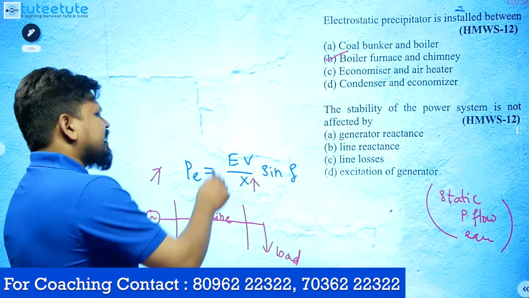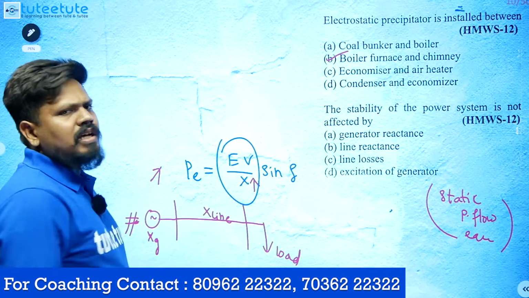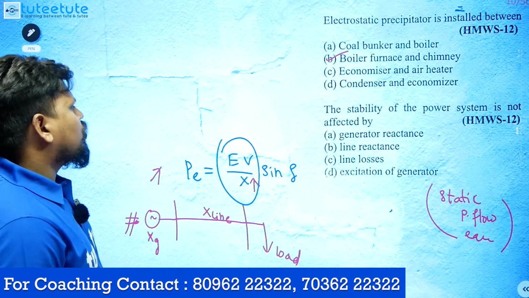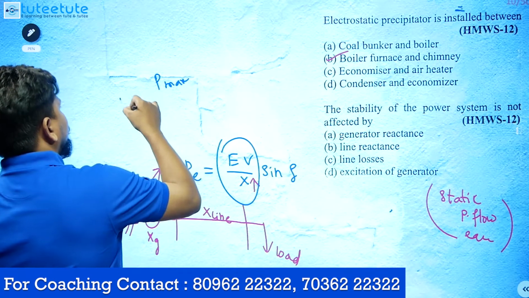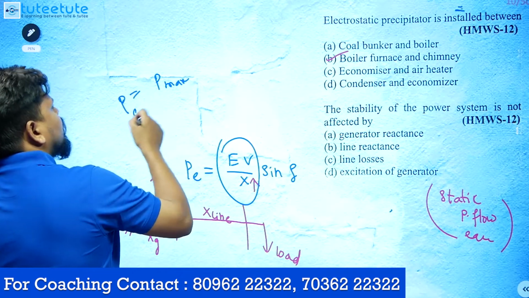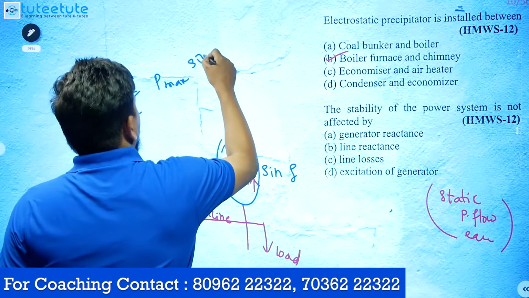Stability means we will check only about this maximum. Why check the entire electrical power output? We will check only this EV by X. This is also called P max. Otherwise, electrical power output P equals P max into sine delta.